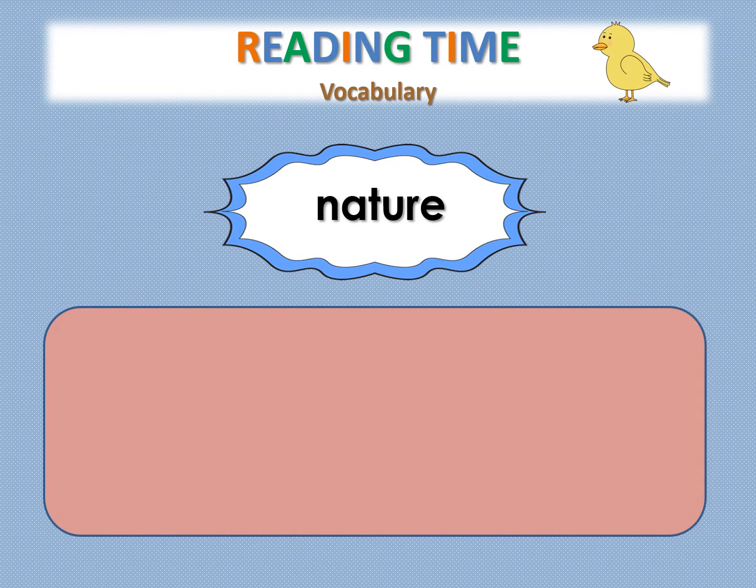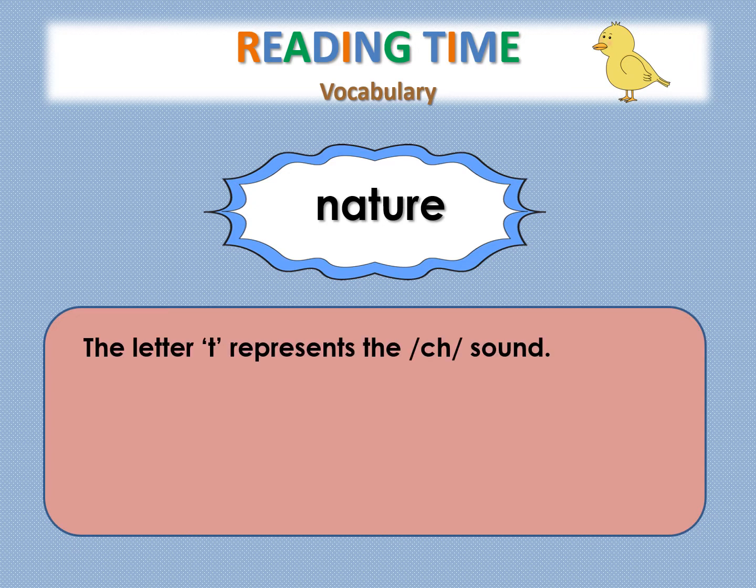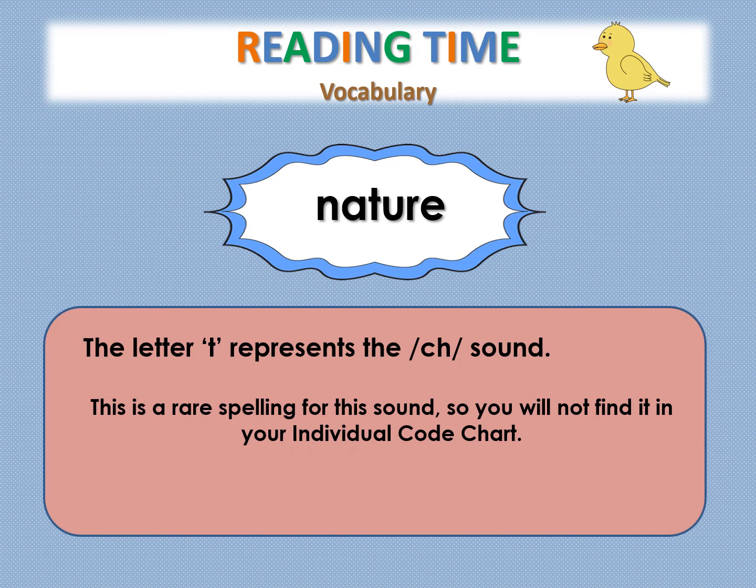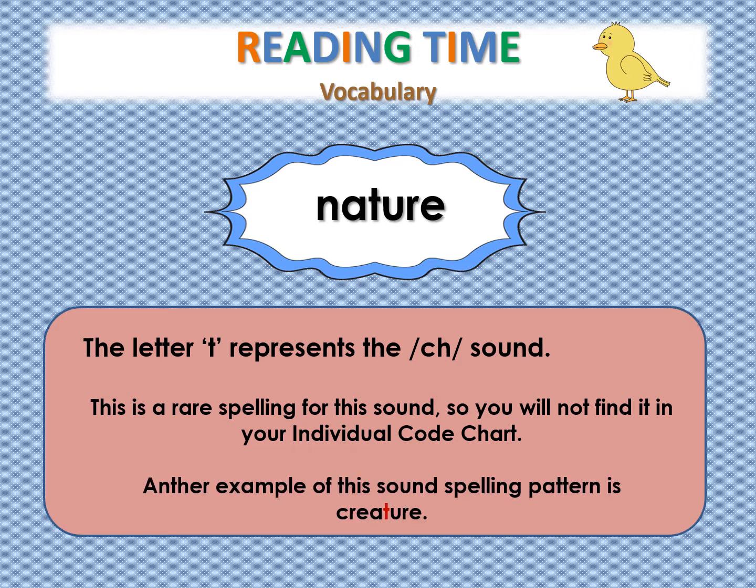So let's take a look at this word. This word is nature, and the letter T represents the ch sound. Now, this sound of the letter T is kind of a rare spelling for the T, so you will not find it in your individual code chart. Another example of this sound spelling pattern is the word creature. So the T in the word creature also makes that ch sound.